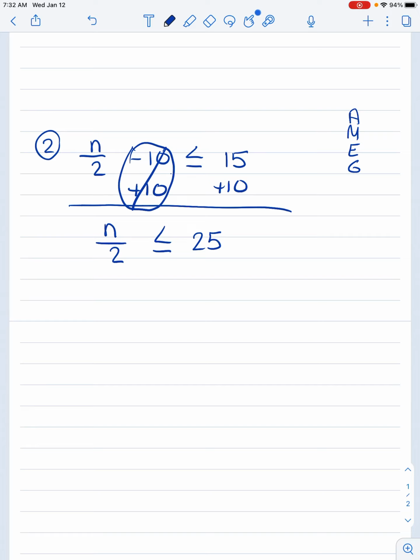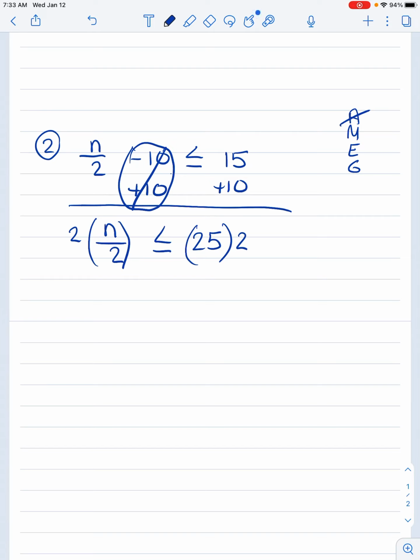Now, what am I looking for? I've done the addition. Now I'm looking for division or multiplication, and I see I have division. So how am I going to undo? This is actually dividing by 2, right? n over 2 is n divided by 2. So I'm going to then multiply by 2, and I have to multiply the other side by 2.